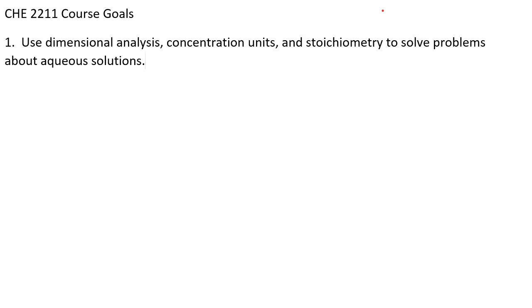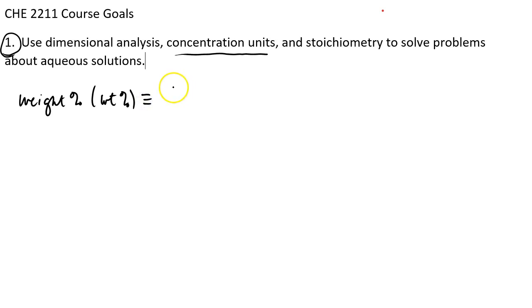Hi, today we're going to talk about weight percent, and weight percent is related to our first course goal because it is a concentration unit. So weight percent is often abbreviated as WT percent, and it is defined as grams of solute for every 100 grams of solution.